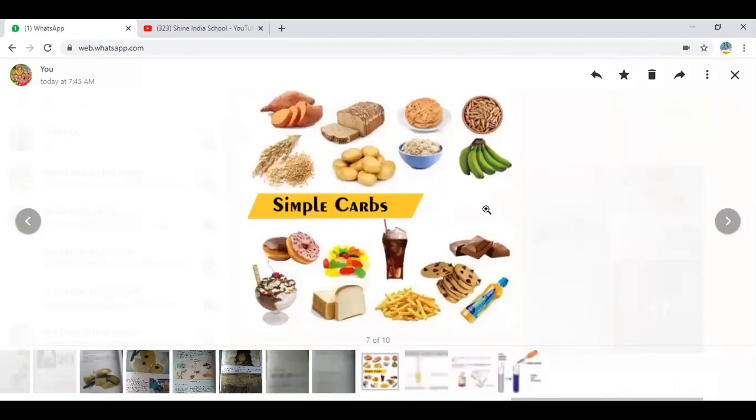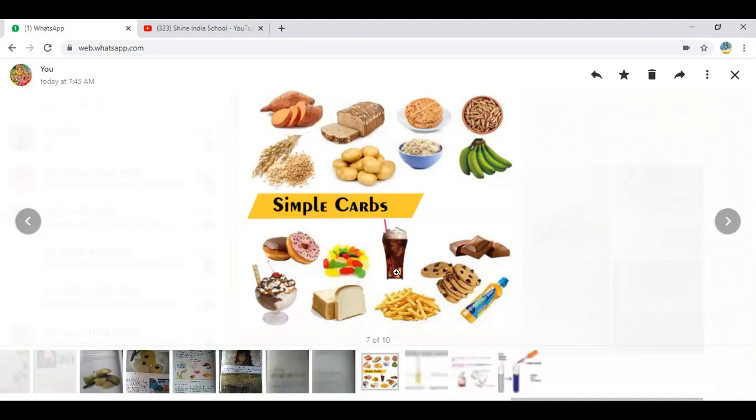Here you can see these are all carbohydrates. This is the sweet potato, bread, chapati, and some of the grains, banana, rice, potatoes, wheat, buns, or you can say sweet items. These are chocolates, candies, milkshake or Coca-Cola. You can take chocolates, biscuits, fruit juices, French fries, bread, ice cream. Everything has carbohydrates.